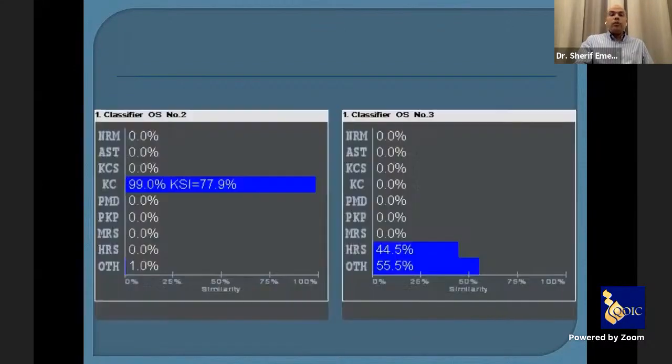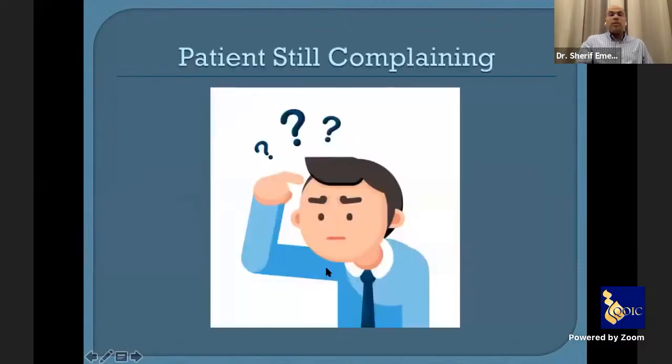The vision will improve. And this is the classifier or the navigator, which gives the percentage of the diagnosis according to the shape of the cornea. We can see the preoperative diagnosis is keratoconus 99%. Postoperative it's hyperopic refractive correction or others. So this is good, but the patient is still complaining about his quality of vision in the left eye.